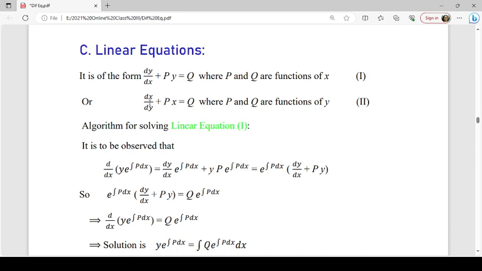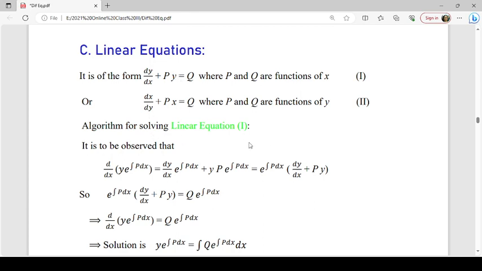Or if we say dx/dy, then x is our dependent variable, y is the independent variable, p and q are functions of y, this independent variable, and x is the dependent variable. X depends on y. So any one of this form, or we can change this variable. We can write z for y also. Then if we write z for y, we will write here z in place of y.